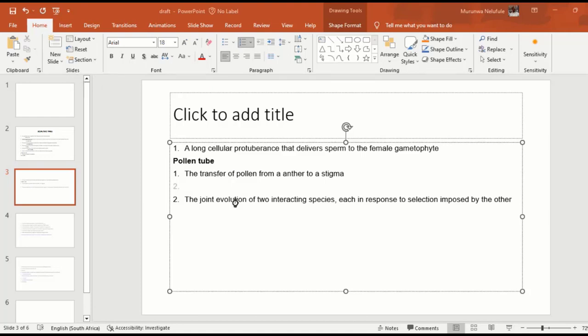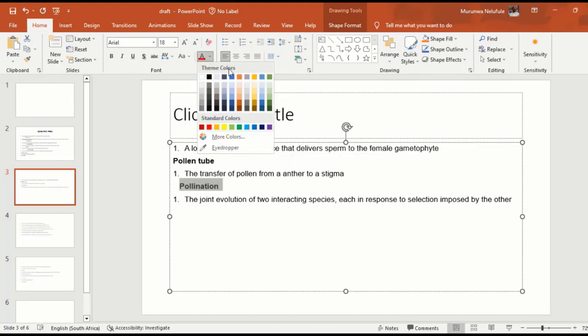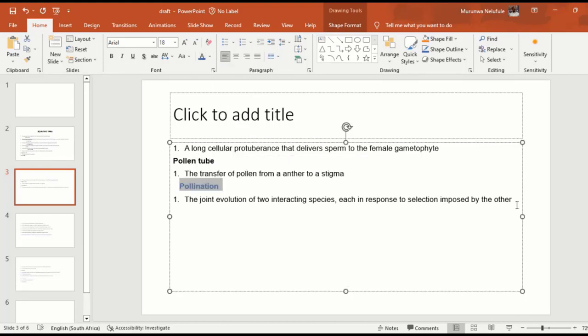You got it right, this one. This one, you got it right. Let me put it like this so that I can show it's in blue. This one, you got it right.